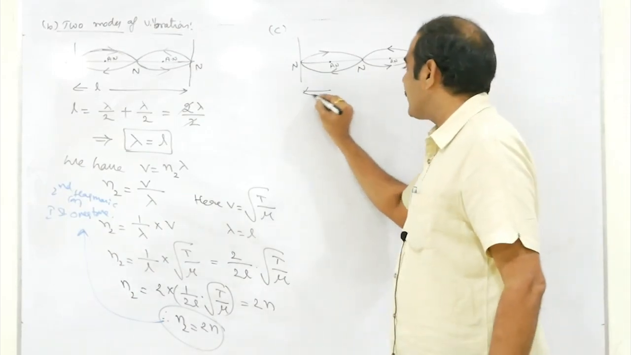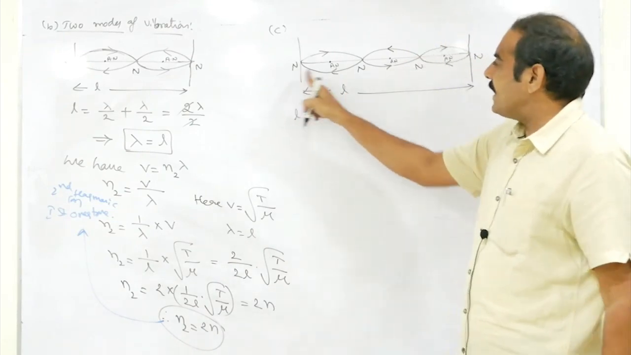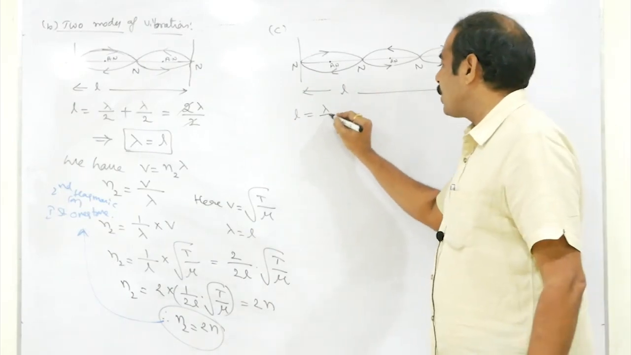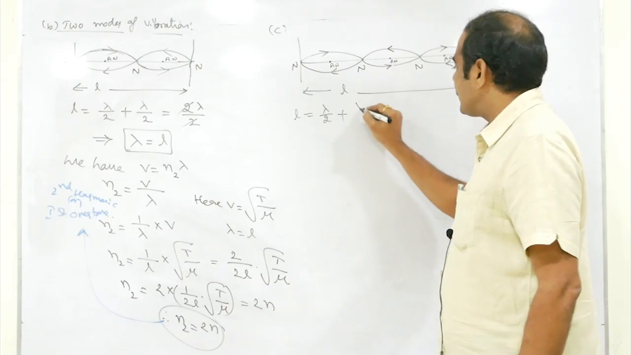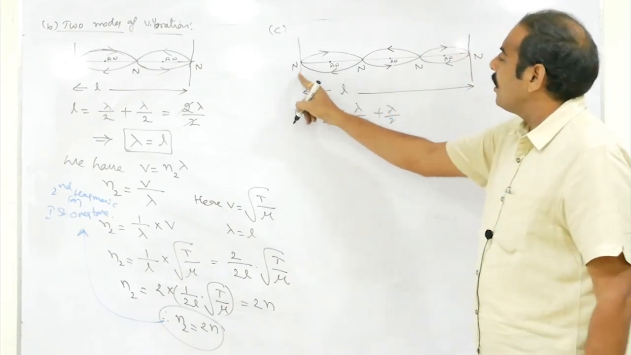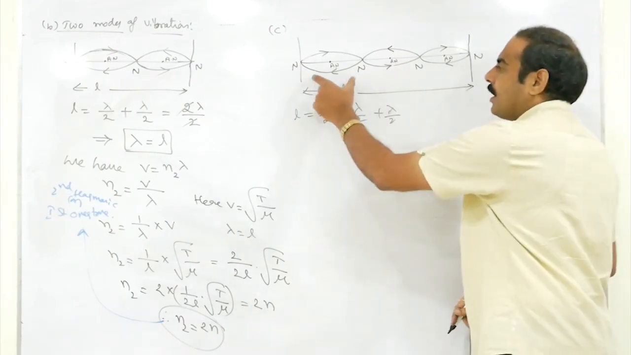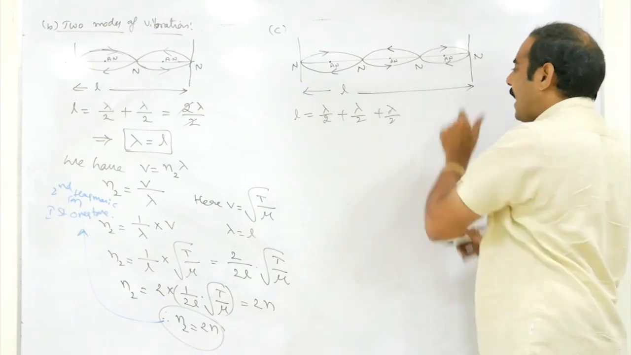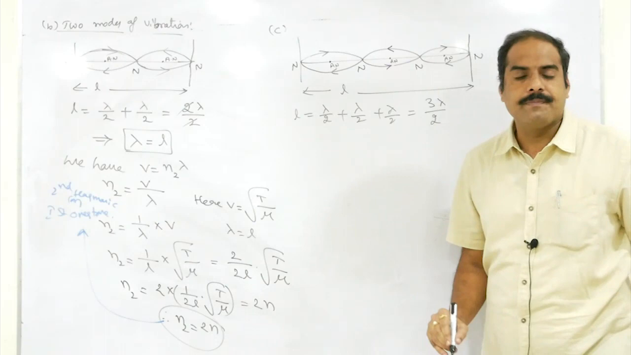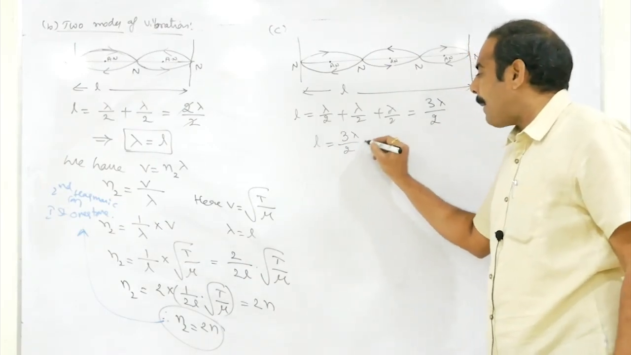Now, what is the length of the string? L is equal to how much? What is the distance between 2 successive nodes? Lambda by 2. So L is equal to lambda by 2 plus lambda by 2 plus lambda by 2. How many segments are there? 3 segments or 3 loops. This is equal to 3 lambda by 2. This is the length of the string. So L is equal to 3 lambda by 2.